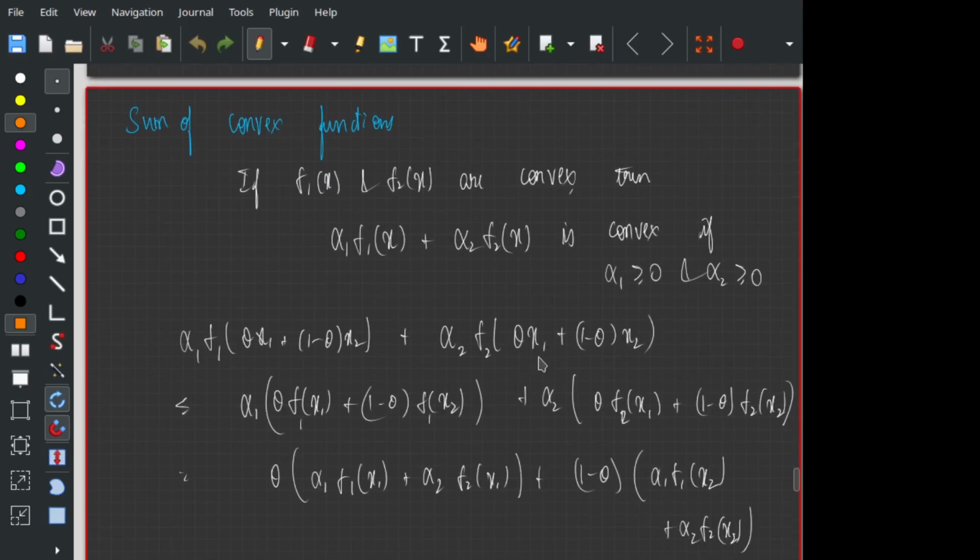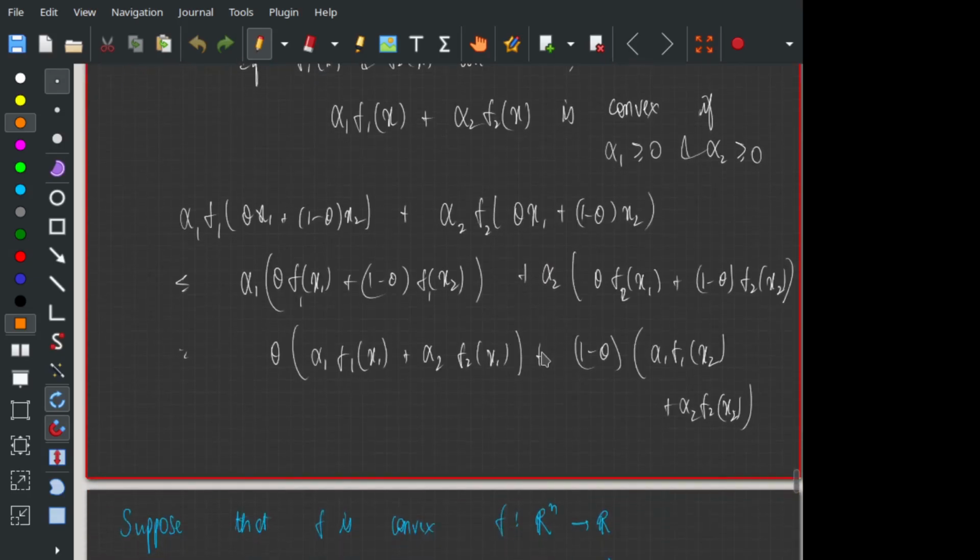Okay. So with this example, we saw that the sum of two convex functions is convex. But this holds true more generally. Any non-negative linear combination of two or multiple convex functions is also a convex function. This can be generalized even further.